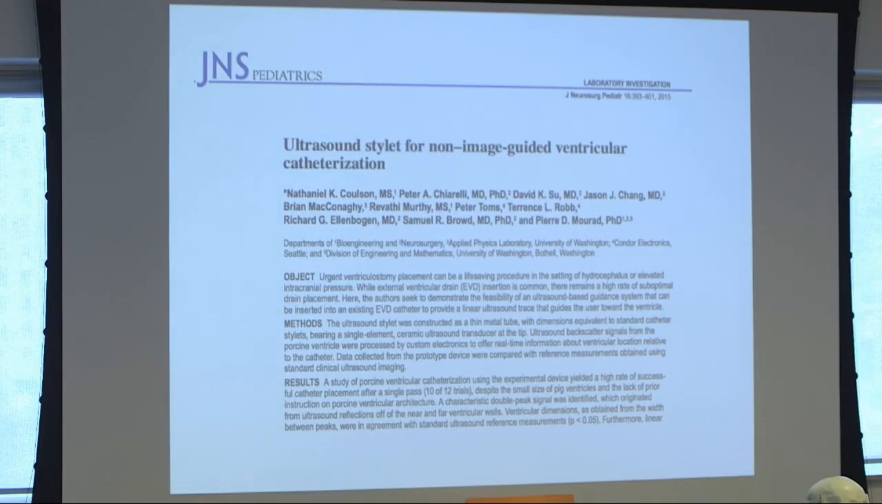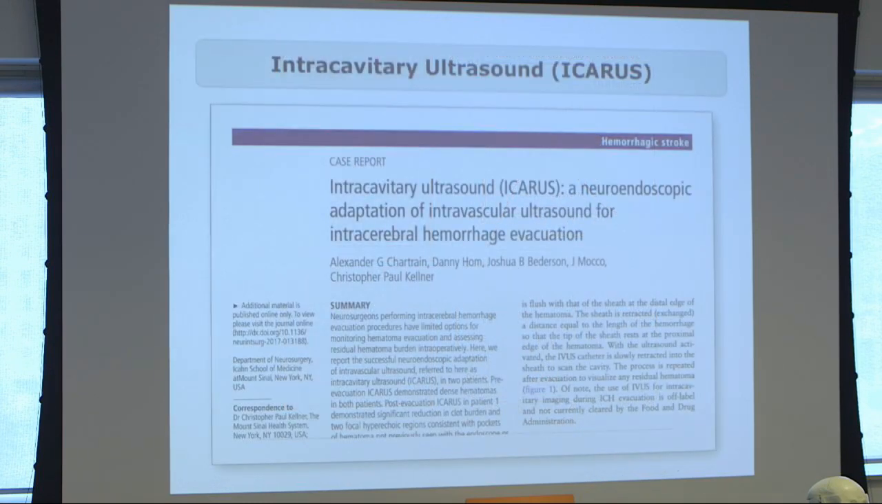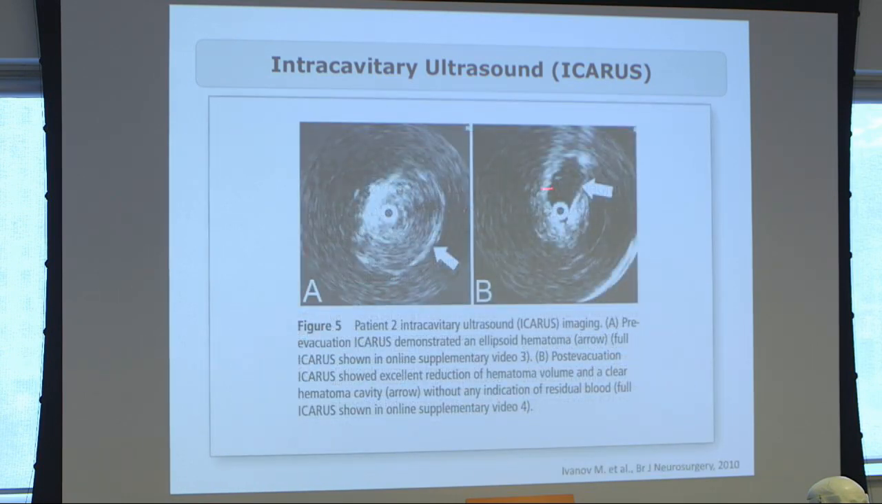One step further is a special A-mode stylet that can be inserted into the ventricular catheter here, and you get a backscatter that is registered, and you can actually see the position of your catheter within the brain. And then, just so you've heard about it, this is an intracavitary ultrasound system that can be used in combination with endoscopes. And it's been used in the evacuation of hematomas to assess how much blood was still left in there.